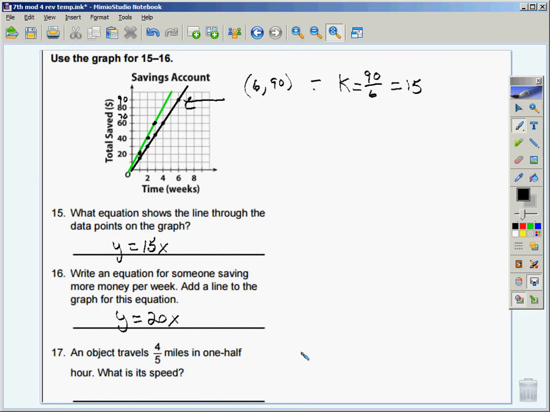An object travels 4/5 of a mile in 1/2 of an hour. What is its speed? They want miles per hour. 4/5 divided by 1/2. Keep the 4/5. Change division to multiplication. Multiply by 2 over 1. 8 over 5 miles per hour. Or you could have said 5 goes into 8 once, 1 3/5 miles per hour.